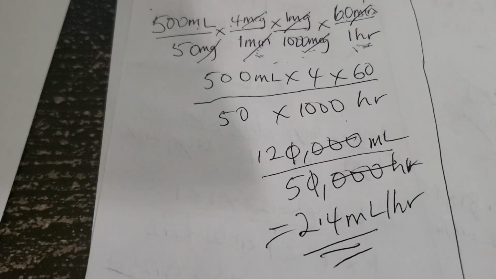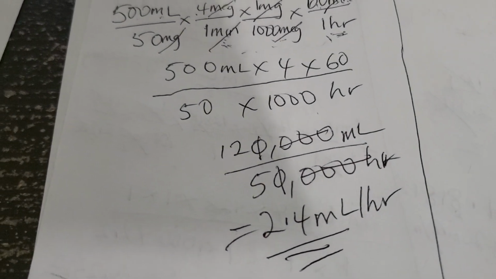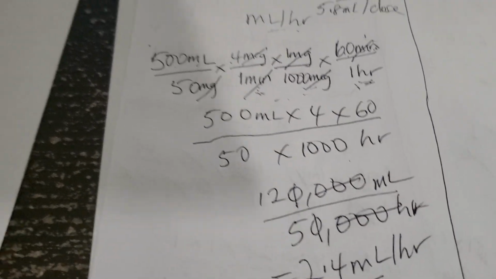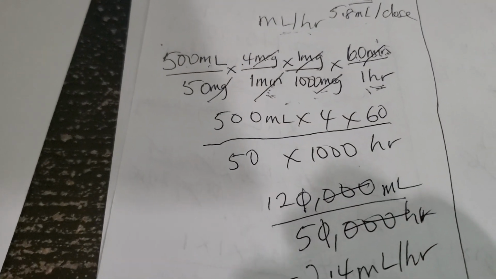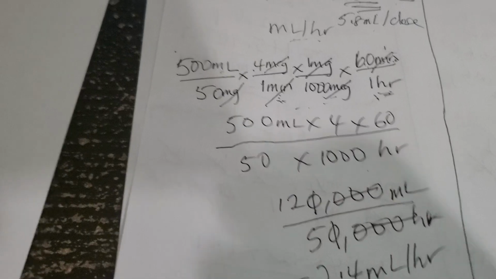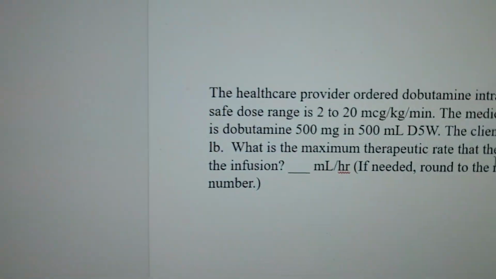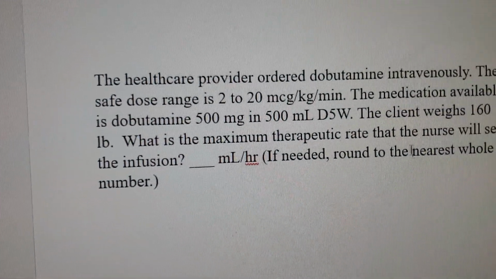So this is the answer. This is the final answer you're supposed to get, to the nearest tenth. 2.4. 4 is the nearest tenth. This is our last question.